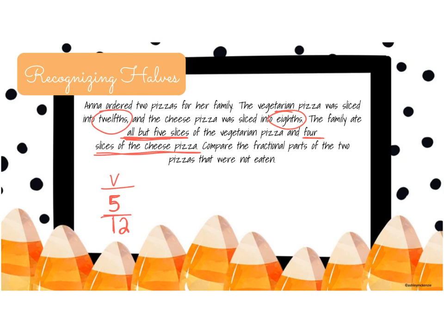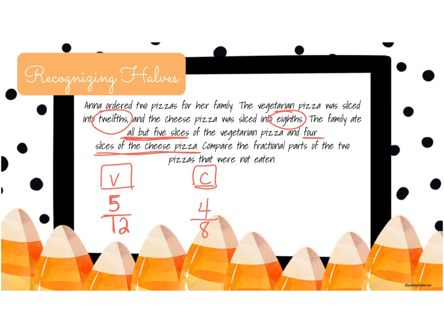Okay, then I'm looking at my cheese pizza. This is vegetarian. This is cheese. Somebody said 8. 8 what? Does 8 go on top or bottom? Bottom. Why does it go on the bottom? Because it's a denominator. Okay, now, how many pieces of the cheese were left?